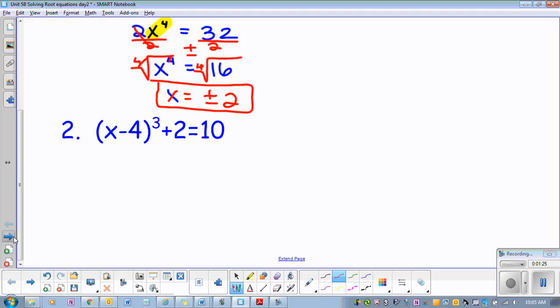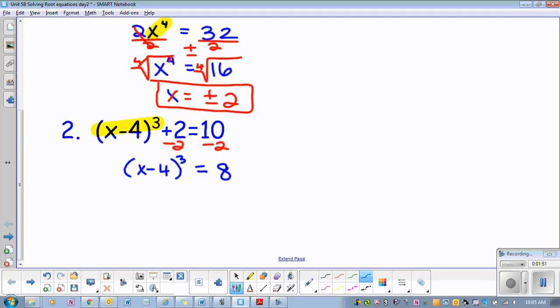Okay, so number 2 looks a little bit different because you have parentheses and an exponent, right? So you want to get this all by itself. All right, so subtract the 2. And then you have (x minus 4) cubed equals 8. Yes? Now, how do I get rid of the power 3?